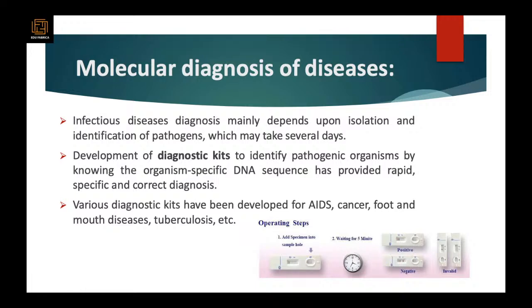Then there is molecular diagnosis of diseases, infectious diseases. Diagnosis mainly depends upon the isolation and identification of pathogens, which may take several days. Development of diagnostic kits to identify pathogenic organisms by knowing the organism-specific DNA sequence has provided a rapid, specific and correct diagnosis. For AIDS, cancer, foot and mouth disease, tuberculosis, even for the COVID test nowadays, we are using the same RT-PCR machines. So you add your specimen into the specimen hole, wait for 5 minutes, then you have positive and negative, and you also have invalid results.